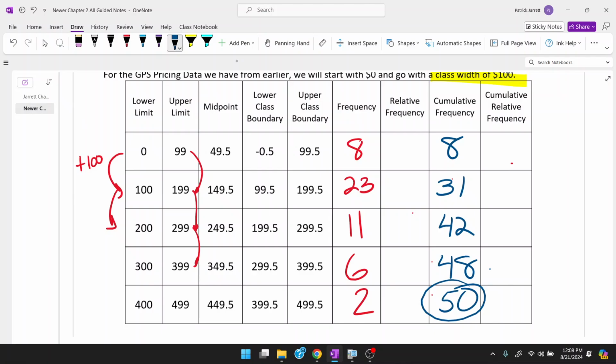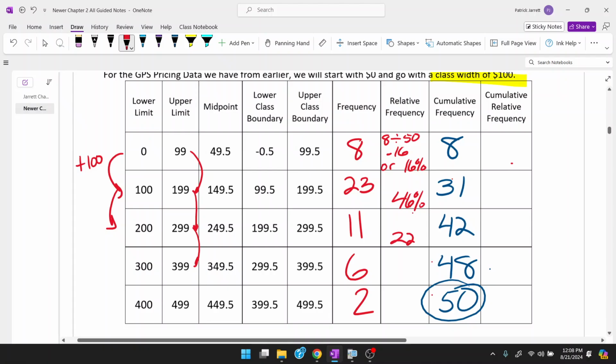So, now relative frequency, I didn't quite explain relative frequency as much, but basically relative frequency is the percentage of data. How many pieces of data did we have in this? 50. So basically we take all of our frequencies and divide them by 50, which would be 0.16 or 16%. This would be 46%, 22%, 12%, and 4%. If you gave them to me as decimals, that's perfectly fine.